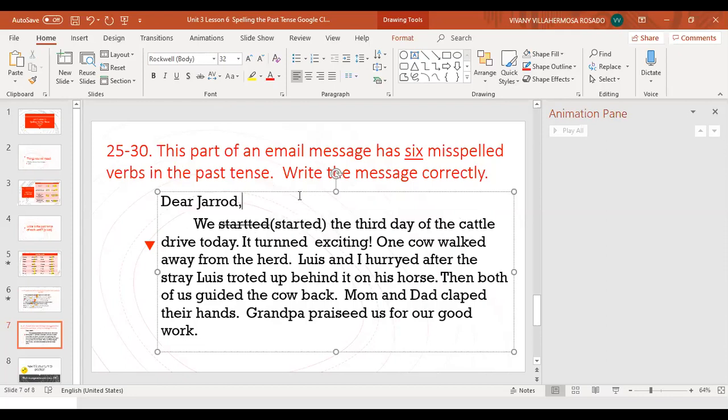The baseline for started is start, and we know that to most verbs we add ED, so we just need to add ED to start. We don't need to double the consonant. We only double the consonant for what? Yes, for one syllable words that have a single vowel and end with a consonant.